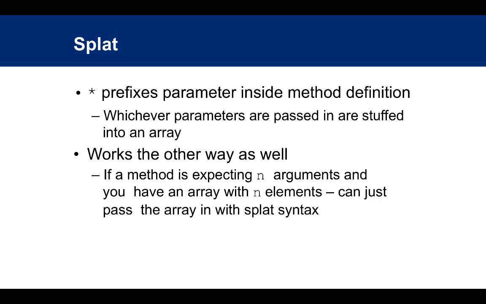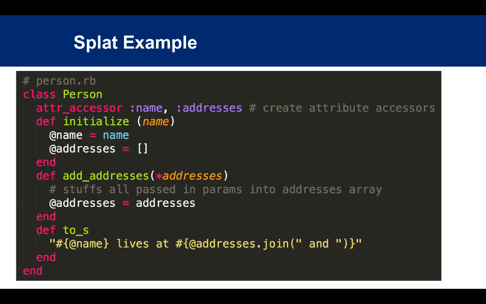Now, I also mentioned this idea of splat. A splat is basically an asterisk. You prefix a parameter with an asterisk, and then whatever parameters you're passing to a method get stuffed into an array. And as we're going to see, it works the other way as well. If a method is expecting n arguments, let's say 5 or 6 arguments, and you have an array with that many elements, you could just pass the array and use it with splat syntax.